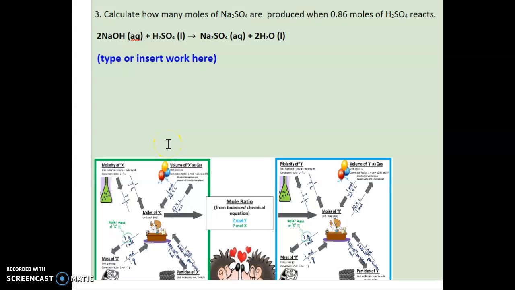Okay, so here we go. Calculate how many moles of Na2SO4 are produced when 0.86 moles of H2SO4 reacts. Again, super complicated sounding question, so we're going to breathe in, breathe out, and just remember our little things to make this easier.